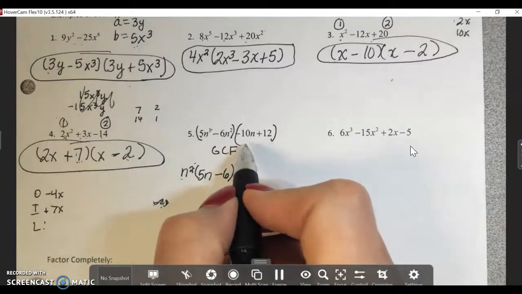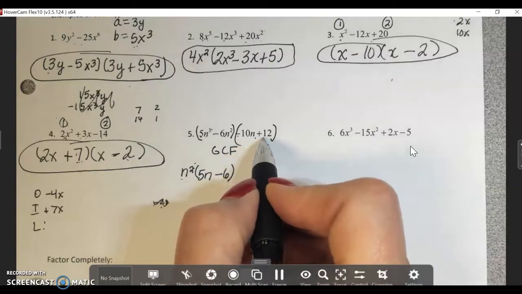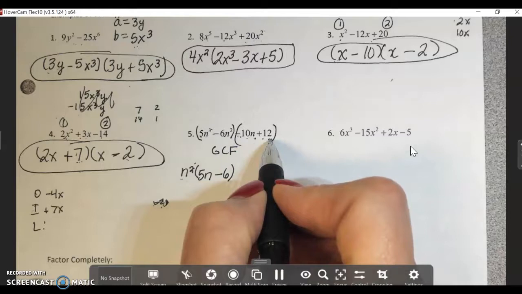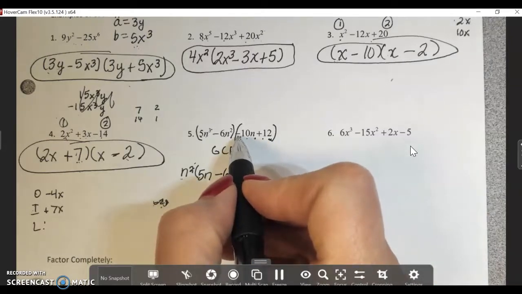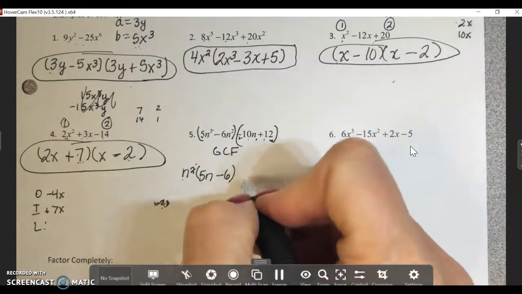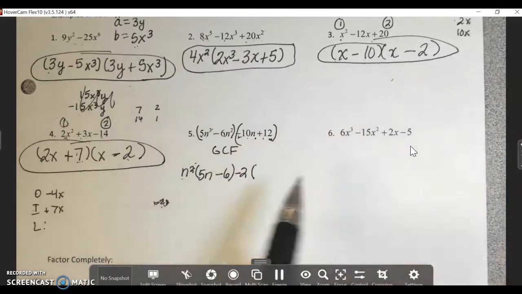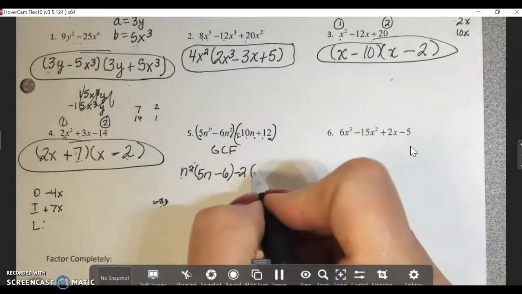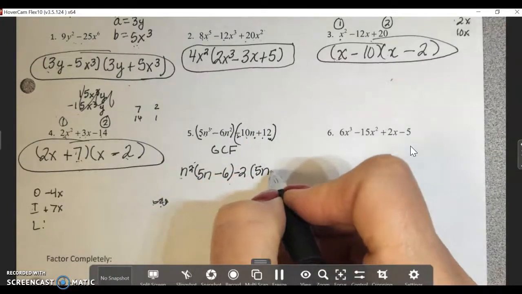On the next one. Look guys, I have negative 10n plus 12. What's the GCF for negative 10n plus 12? You have to take this sign as well. Listen guys, this is really important. You also have to take this sign. So we have to take not just a 2, but what? Negative 2. Now, what is negative 10n divided by negative 2? 5n. What is 12 divided by negative 2?